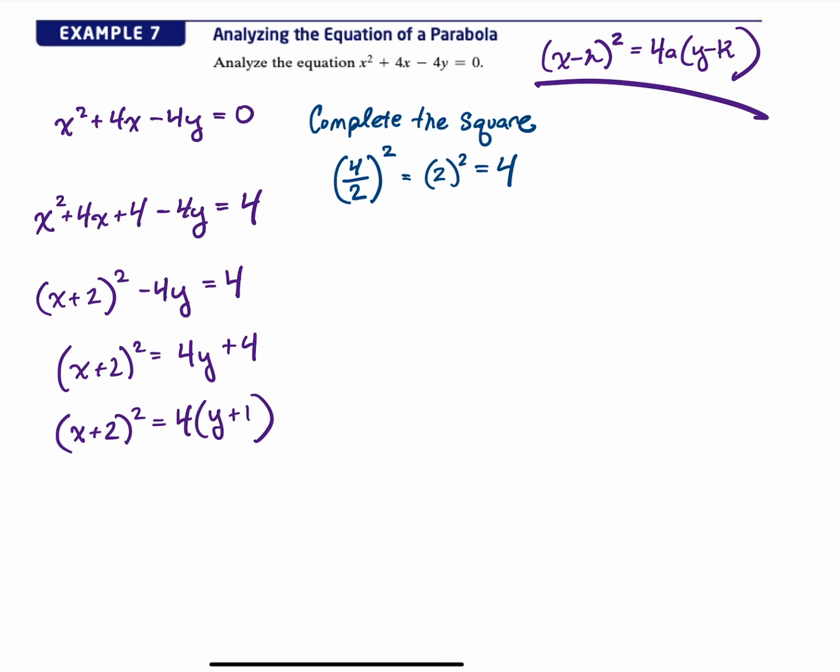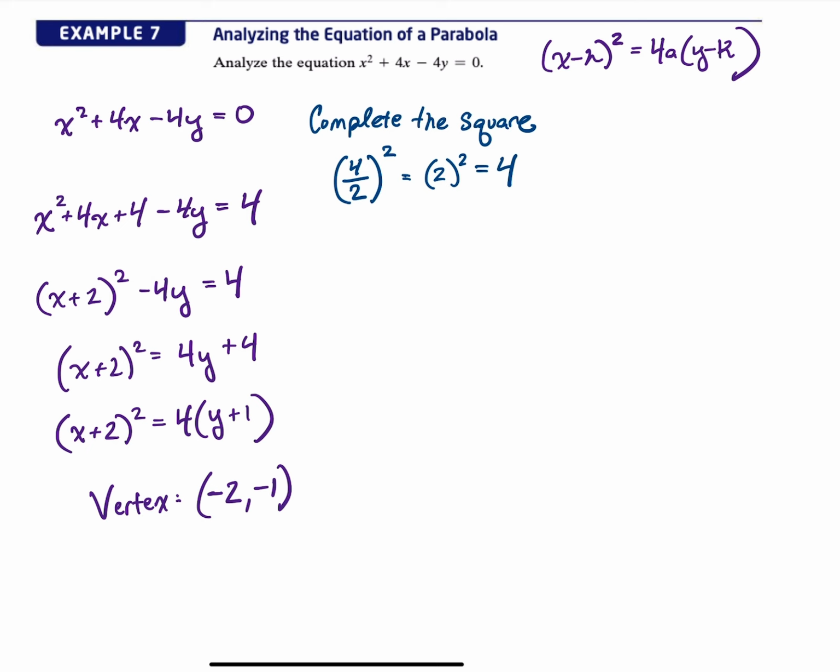Now it's in this form. We can read it as the equation of a parabola. Let's start to list some of its attributes. So we can say the vertex should be at the point -2, -1. So we flip the sign. It's a positive 2 here, it shows up as a -2. It's a positive 1 here, it shows up as a -1. I can see the a value is 1 because it's 4a in the formula. We already have the 4, so technically it's just multiplied by 1.